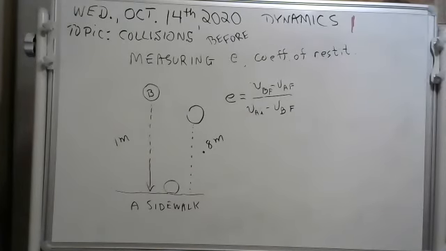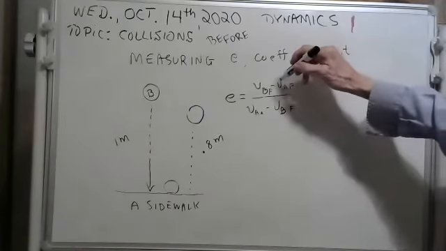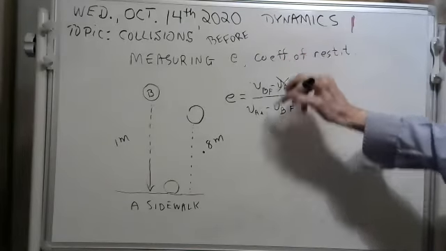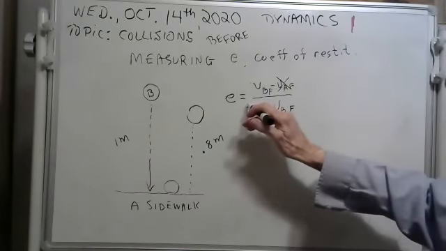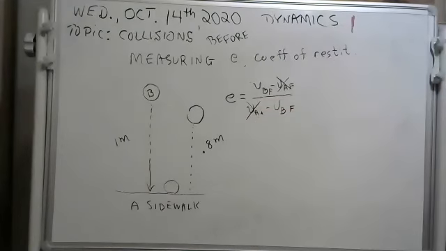Now, the final velocity of the sidewalk is 0. It's not moving. And you know what? The initial velocity of the sidewalk is 0. It's not moving.